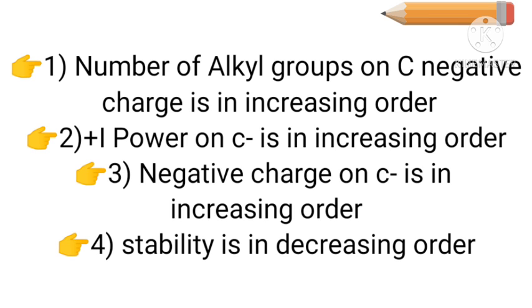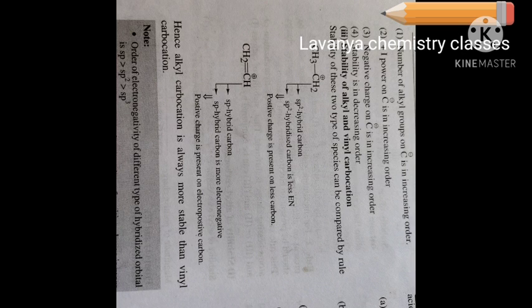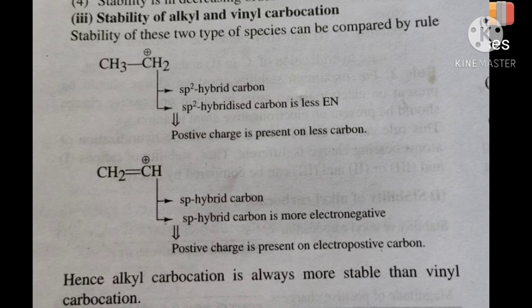The magnitude of the negative charge is directly proportional to the +I power of the group. +I power means the alkyl groups. So the stability of an alkyl carbanion is inversely proportional to the +I power of the alkyl group present on C-, like this. And the third one is the stability of alkyl and vinyl carbocations. The stability of these two types of species can be compared by this rule.